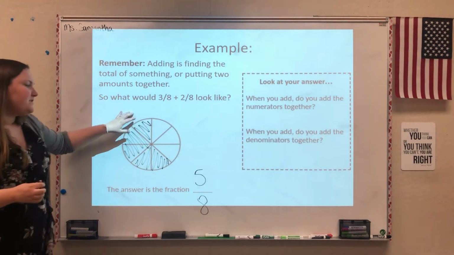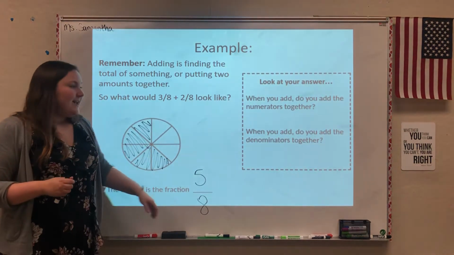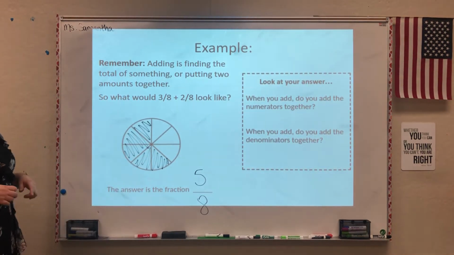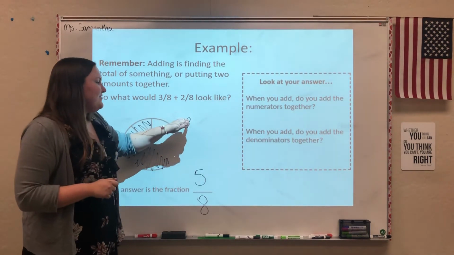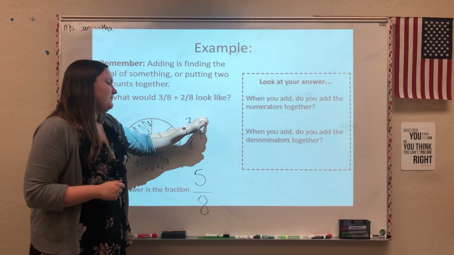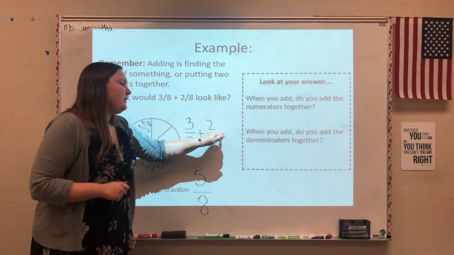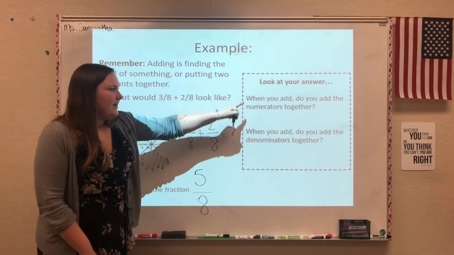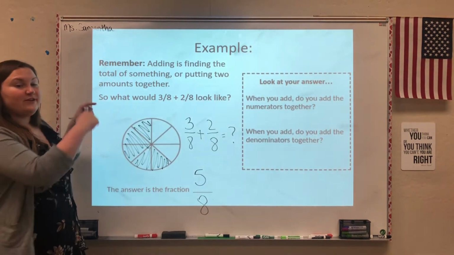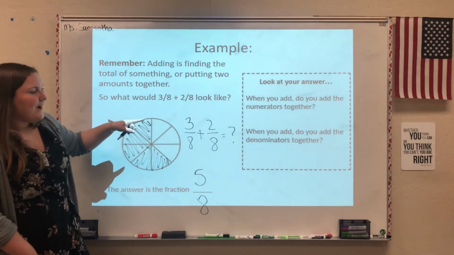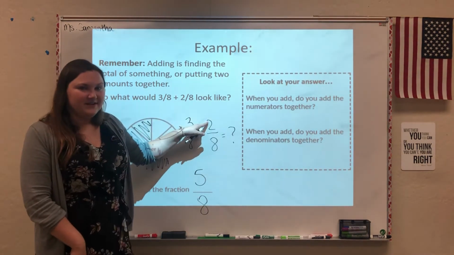Now I think it helps to look at this picture first because I want you to notice what you're doing with the numbers. If I didn't give you the story about pizza, if I just gave you 3/8 plus 2/8, what would we have to do to get that answer? When you add, do you add the numerators together? Remember, numerators are the top number. So when we're adding fractions, do we add those numerators together?